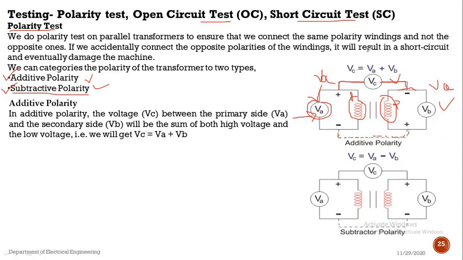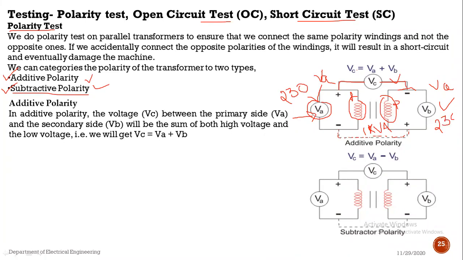When the summation of these two voltages is shown, suppose I apply 230 volt here. If this transformer has the same kVA rating, suppose it is a 1 kVA transformer, and the supply voltage is 230 volt.